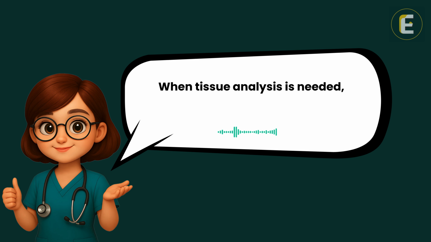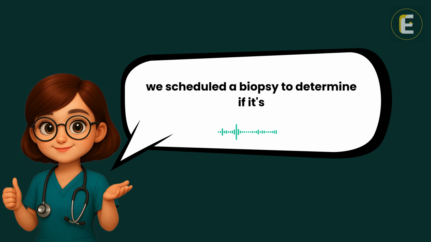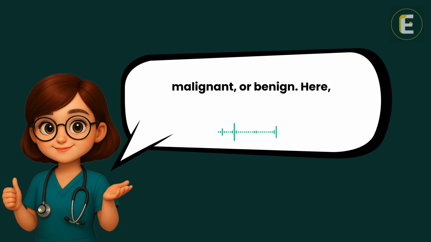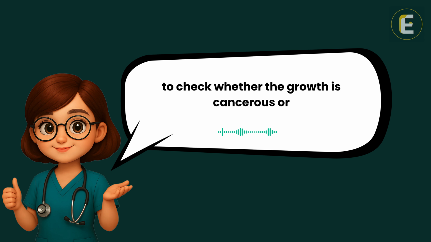When tissue analysis is needed, you'll perform a biopsy, which involves removing a small tissue sample for laboratory examination. For example, after finding the suspicious mass, we scheduled a biopsy to determine if it's malignant or benign. Here, determine if it's malignant or benign means analyzing the cells under a microscope to check whether the growth is cancerous or non-cancerous.